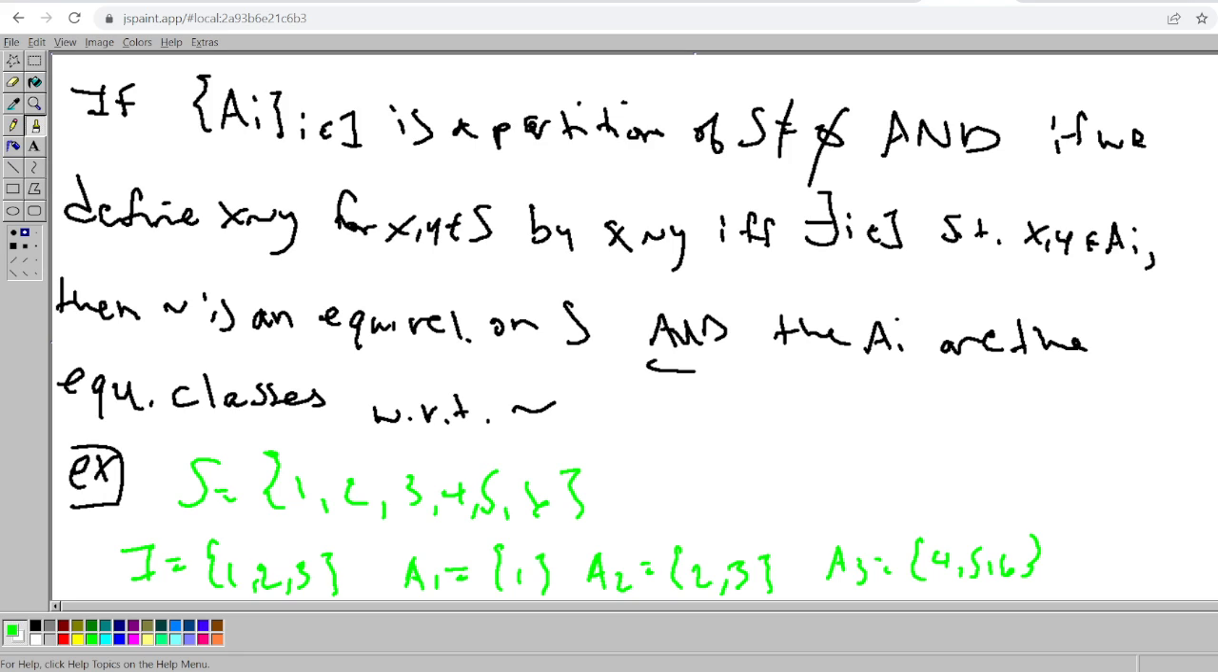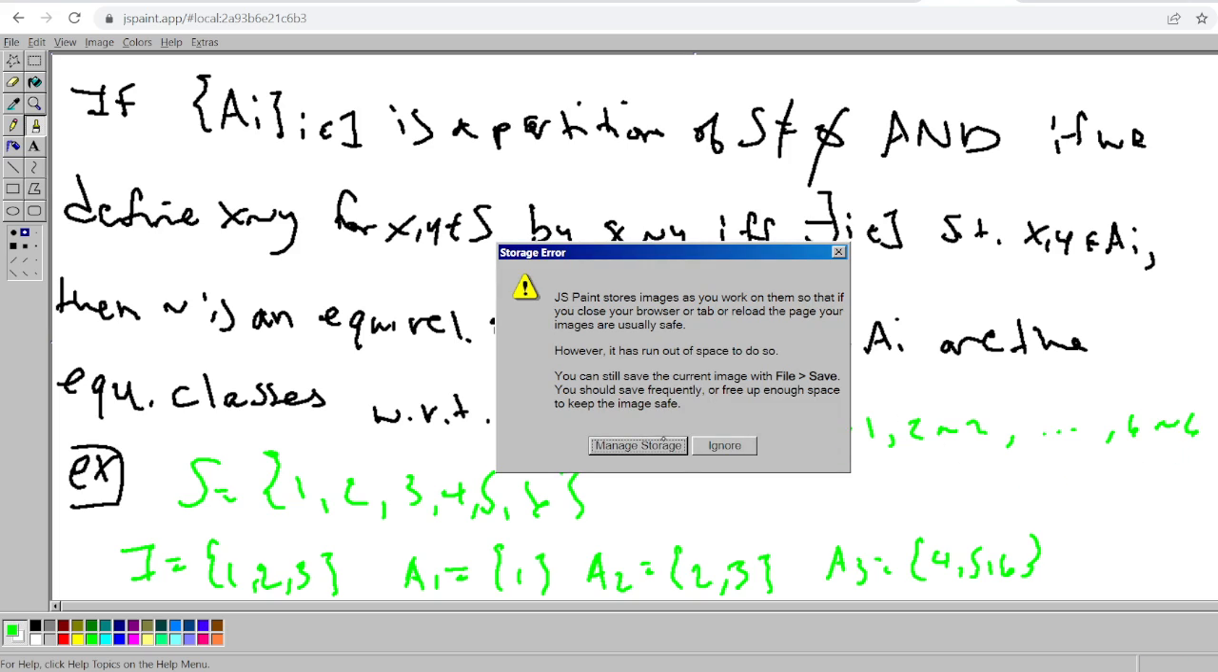And basically, we need to have 1 relate to 1, 1 relate to 2, 1 relate to 3. Or first off, actually, before we even try to do that, we need 2 relate to 2, all the way up to 6 relates to 6, because that's reflexivity.